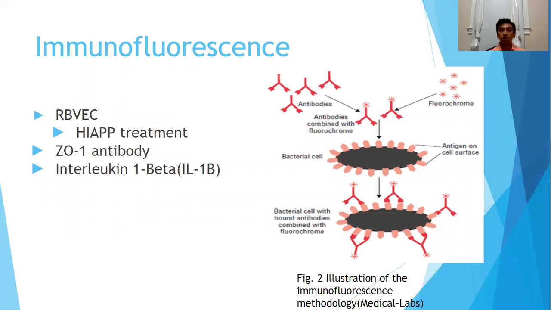For the immunofluorescence, RBVE cells were also used and treated with the HIAPP peptide or the vehicle control before being fixed with paraformaldehyde. These fixed cells were labeled with the ZO1 antibody as well and detected with the Alexa Fluor 488 IgG under a fluorescence microscope. As you can see in the picture, these antibodies were tagged with fluorescence and combined with a fluorochrome. After this, they bonded with the antigens on the cell surface so that they can be combined with the fluorescence along with the antibodies as well.